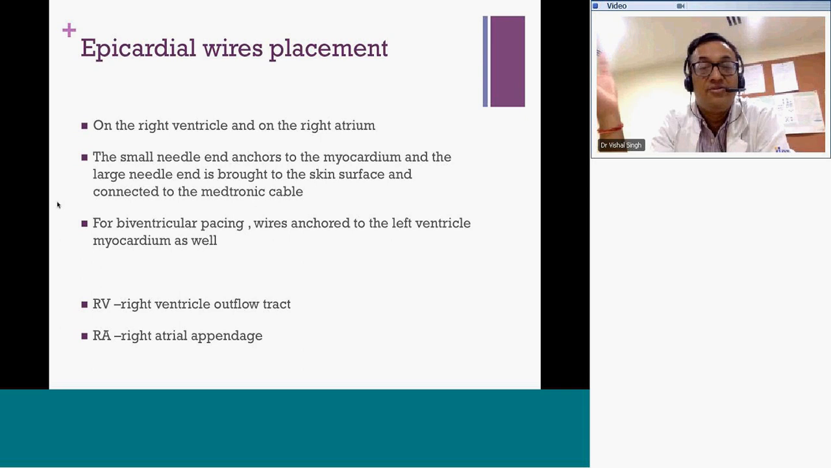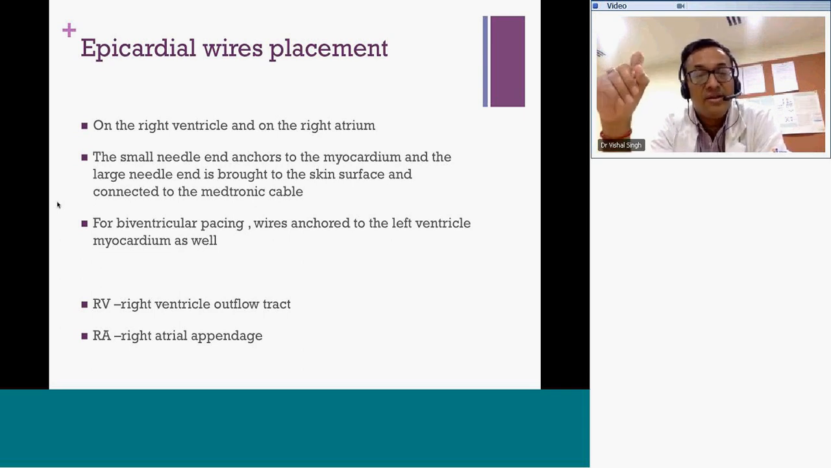Biventricular pacing wires are also placed on the left ventricular myocardium. This is for your information. At least in India, as of now, we're not doing biventricular pacing, but it is definitely doable. If you require it for a specific scenario, you can do biventricular pacing. There's no big deal about it. Basically, you have one set of wires on the right ventricle, which takes care of the right ventricle, and one set of wires on the left ventricle, and so on and so forth. So you require two pacemakers specifically for that.